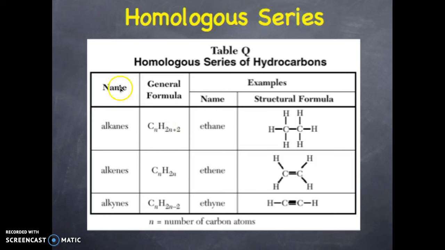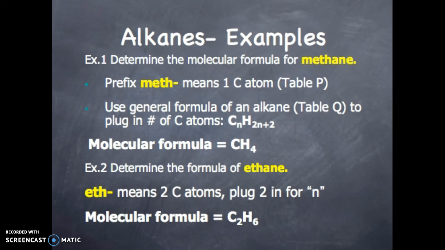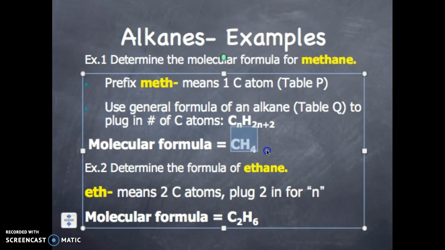So let's say I'm talking about methane. Meth, we said, was one carbon, so n is going to be 1. Now, if you look at the hydrogens, you have to figure out, well, how many hydrogens does methane have? It would have 2 times n, so 2 times 1, 2, plus 2 equals 4. So methane is going to have 1 carbon and 4 hydrogens. So that's where they get the C1H4. And we don't write 1, so it's just CH4.